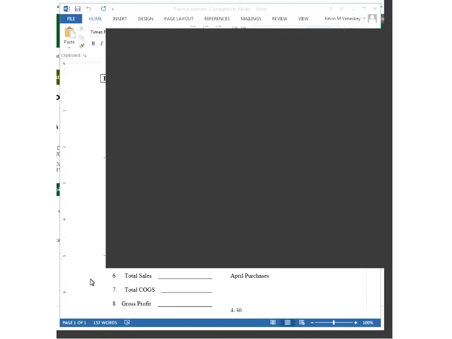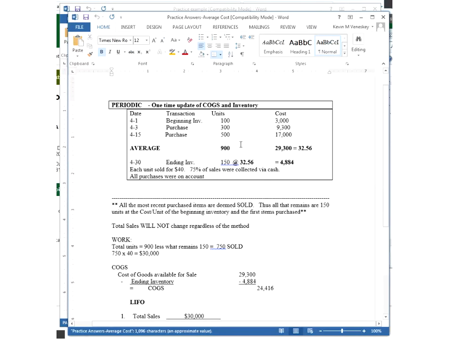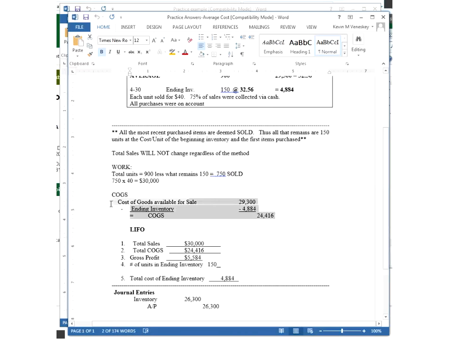Now let's look at the last one, the average cost. Average cost is, I think, one of the easier ones. What I'm going to do is determine, instead of having all these different dates, all I'm going to show is I have $29,300 in product cost divided out over 900 units. So that gives me an average cost of $32.56 per unit. So if I have 150 left, I can easily determine what my ending inventory is in dollars, and then pop that right into the equation and get what my cost of goods sold is.